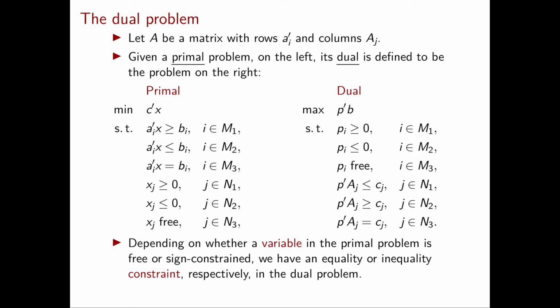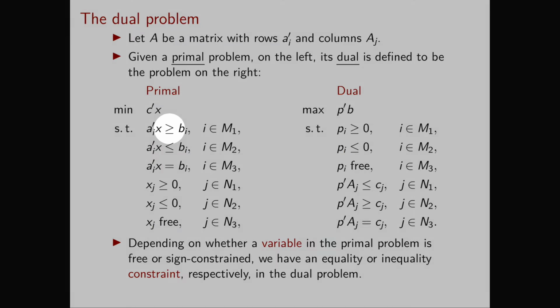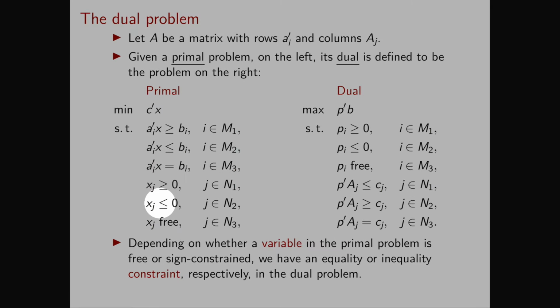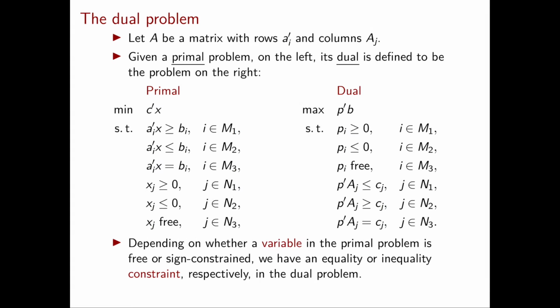You then subdivide your inequalities based on which form they are, so either greater than or equal to, or less than or equal to, or equal to, and then you subdivide your variables into the non-negative, the non-positive, and the free ones. Once you've done that, you just need to follow the instructions of the definition and you can write down the dual.